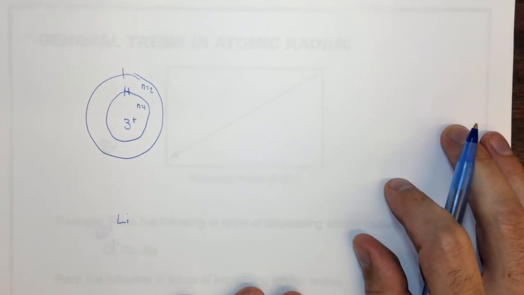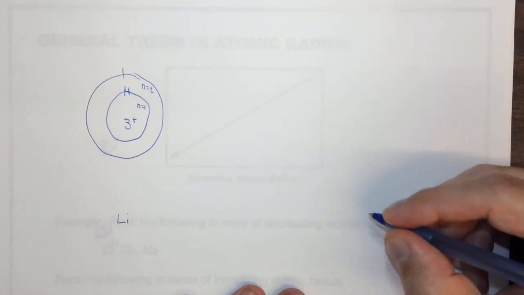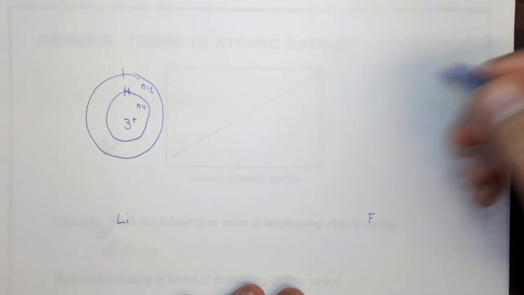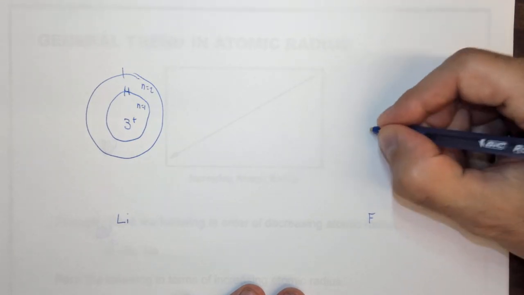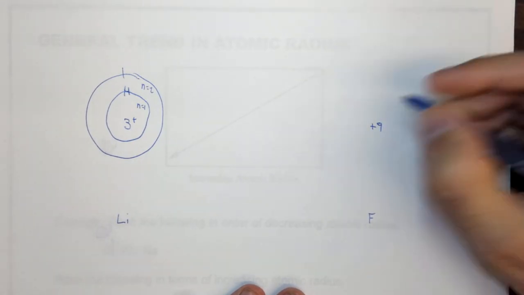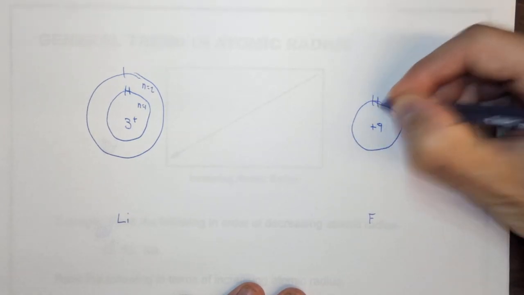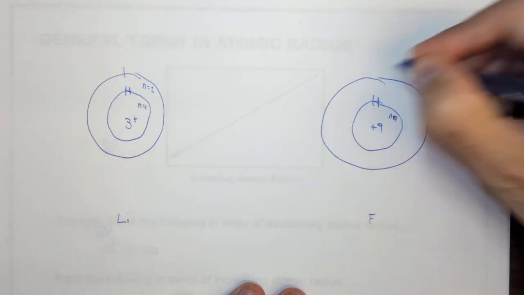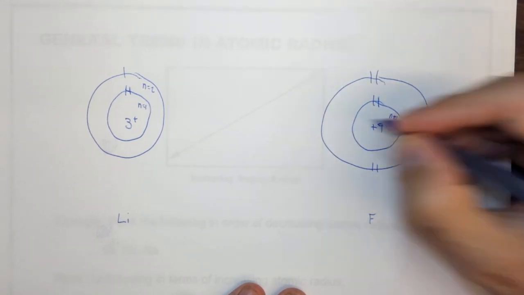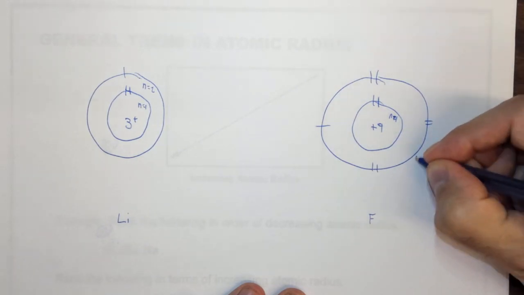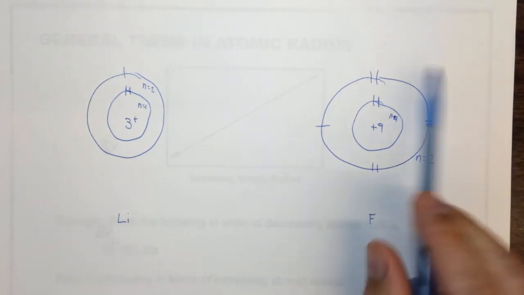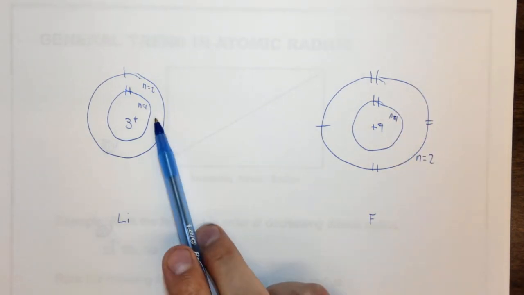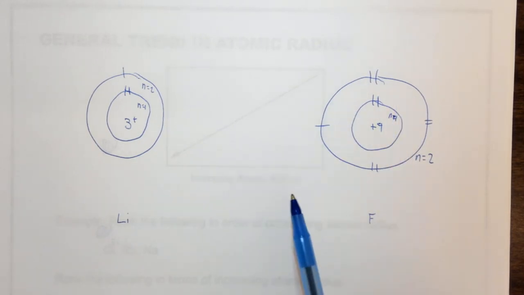If we contrast that with the other end, which is fluorine, or neon, I'm going to use fluorine here. Fluorine has a plus 9 charge because it has 9 protons. It has 2 electrons in n equals 1, and it has 7, 1, 2, 3, 4, 5, 6, 7 electrons in n equals 2. Said another way, it has 7 valence electrons. Remember that the valence electrons is equal to the A group number. So lithium has 1 valence electron and fluorine has 7 valence electrons.